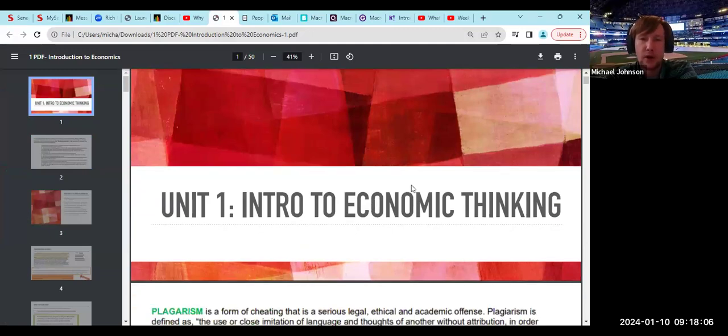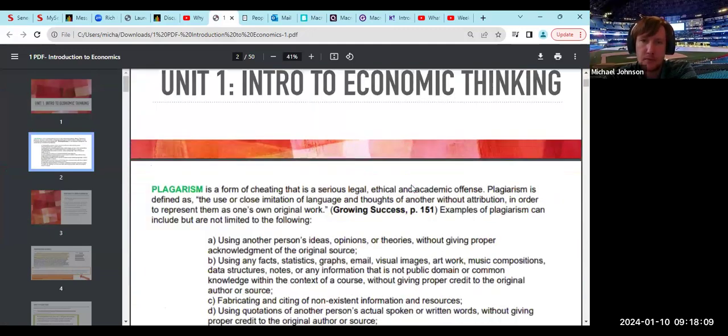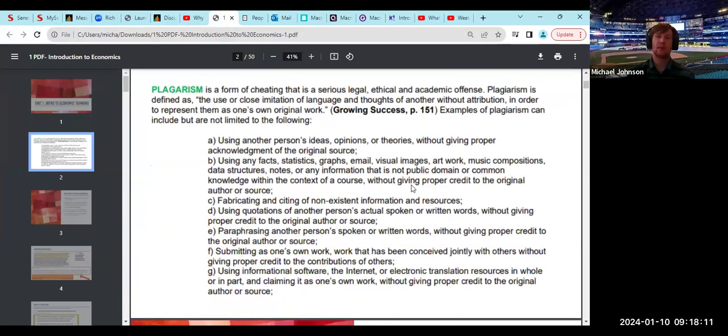Today we're going to do an intro to economic thinking. Plagiarism is a form of cheating that's a serious legal, ethical, and academic offense. Plagiarism is defined as the close use or imitation of the language and thoughts of another without attribution in order to represent them as one's own work.